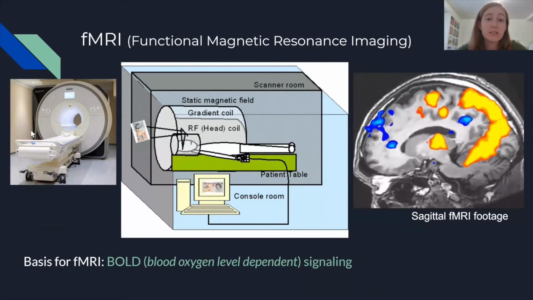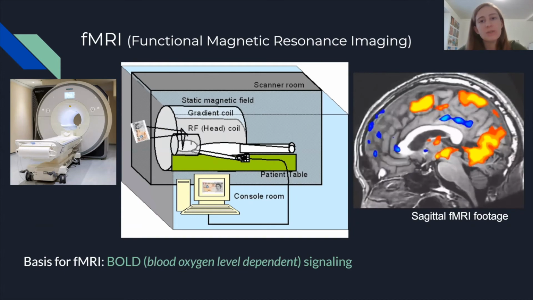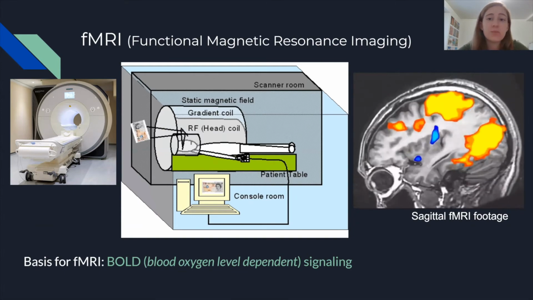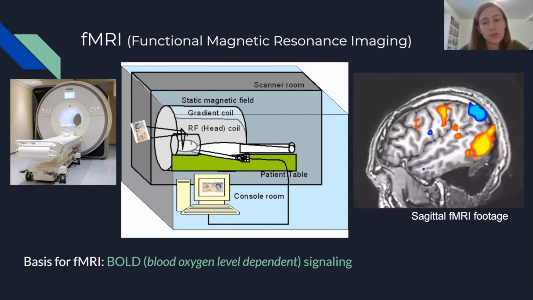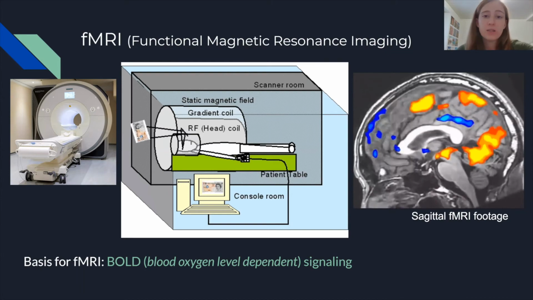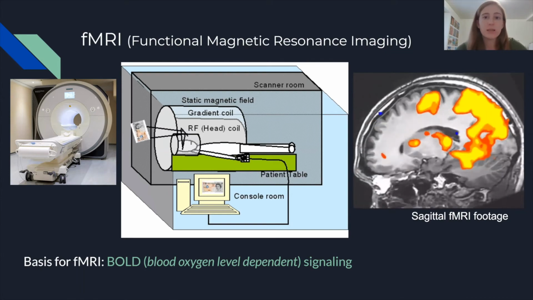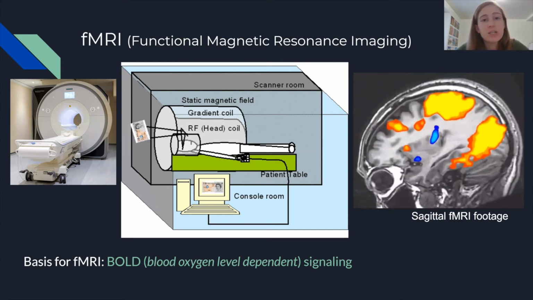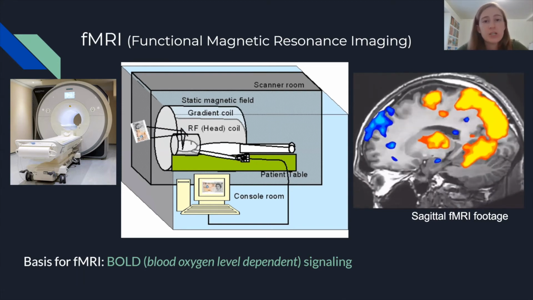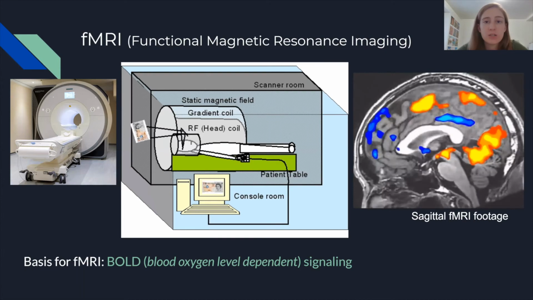Functional magnetic resonance imaging, or fMRI, was first developed and used in 1990. Since then, it has been used to map and understand many cognitive, motor, and sensory functions in the brain. The basis for fMRI is blood oxygen level dependent, or BOLD, signaling. BOLD contrast relies on changes in the magnetic fields that surround red blood cells in the brain. These changes are caused by shifts in hemoglobin oxygen levels.